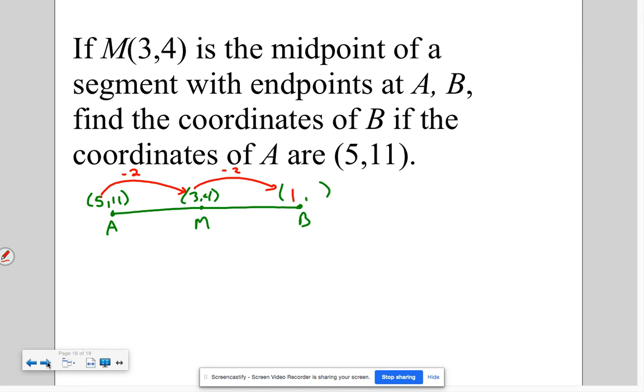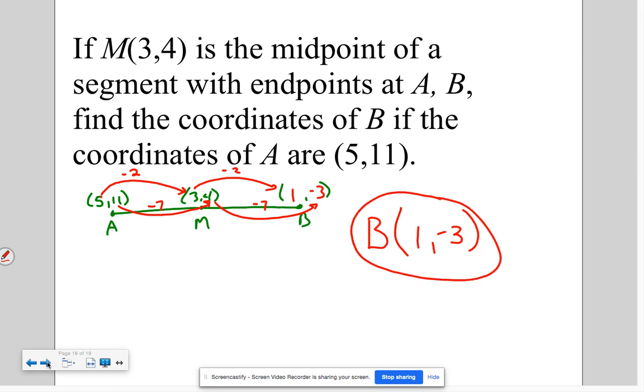I'm going to do the same thing with my y values. From 11 to 4, I'm going down 7, so I need to go down another 7. 4 minus 7 is negative 3. So my B coordinate will be 1, negative 3.